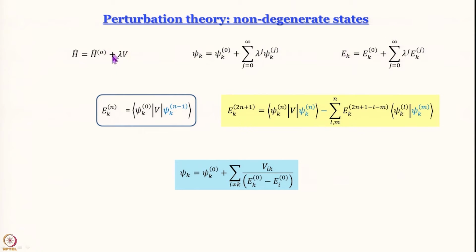Hamiltonian is written as the unperturbed Hamiltonian plus lambda times V. We have talked at length about why this is a good formulation. The energy of the nth order correction is given by this integral, and we have said that we can work out even the 2n plus 1th order correction. And from this expression we have actually obtained a nice expression for the perturbed wave function also.